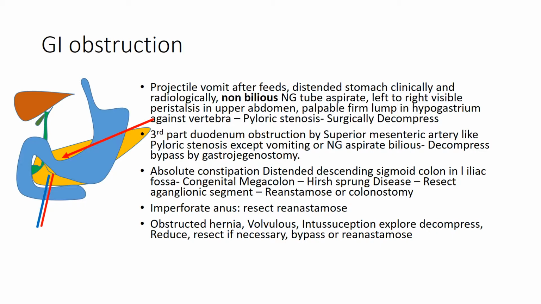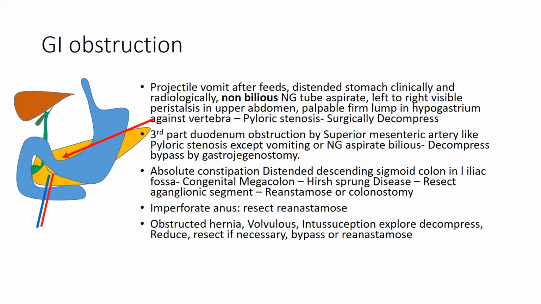Absolute constipation with distended descending sigmoid colon in the iliac fossa is called congenital megacolon or Hirschsprung disease. So you have to resect the aganglionic segment or reanastomose. For the intermediate time, you may have to do a colostomy.